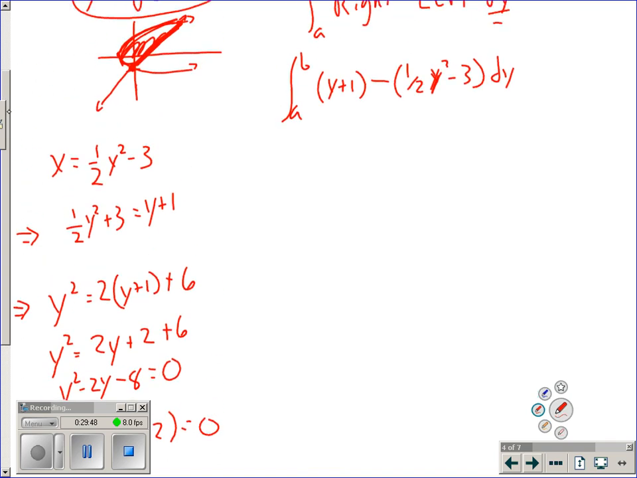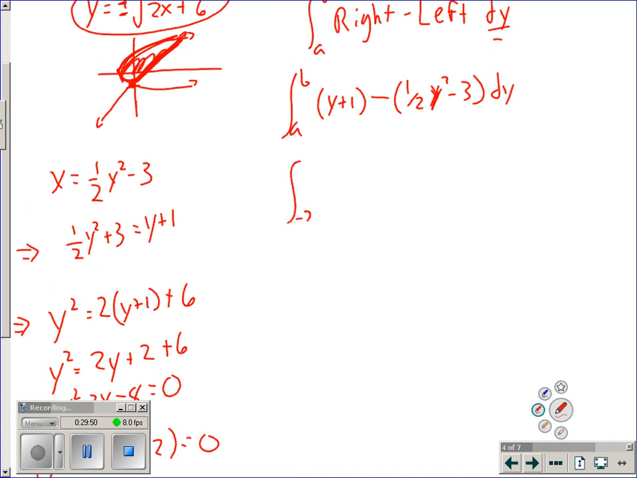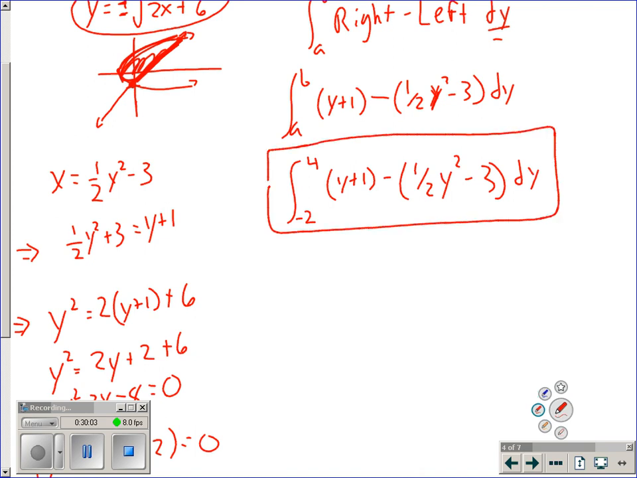So that's the integral from -2 to 4 of y plus 1 minus 1/2 y squared minus 3, dy. So this is the correct setup. We got everything in terms of y. We got y bounds and a right minus left. So let's go ahead and solve that out, and let's get our final answer. And we'll do this by hand. Why not?